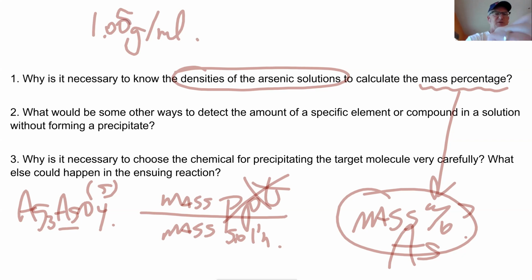I think the density was 1.05 grams per mL times whatever the amount you used to do the precipitation. If you use 50 mL, you'd use 50. If you used 100, whatever it was. But yeah, you don't put the mass of the whole precipitate, just the mass of the arsenic. If you want the mass percent of arsenate, then you use the arsenate. But if you just want arsenic, just have the arsenic there.